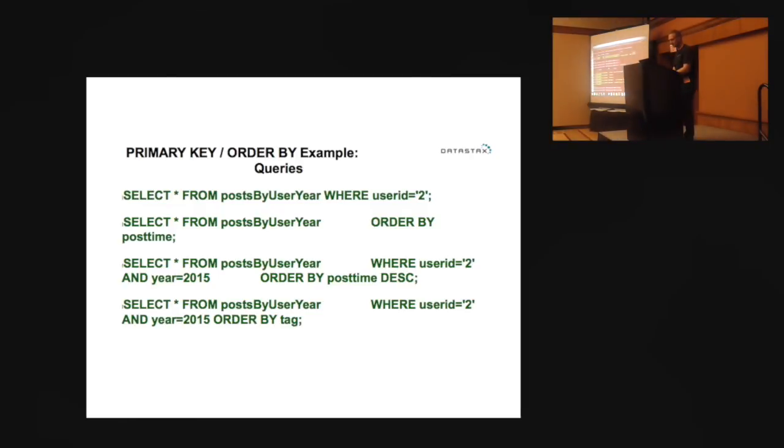The last one here, let's switch back. So we give it the full partitioning key, and let's say order by tag. Well, that doesn't work because I'm skipping columns in my clustering key again. All right, primarily I'm working on post time. Tag is like a secondary one, and I'm trying to go right to tag, and it's not going to let me do that. So again, you have to make sure you're querying these things in the order that you have them defined.